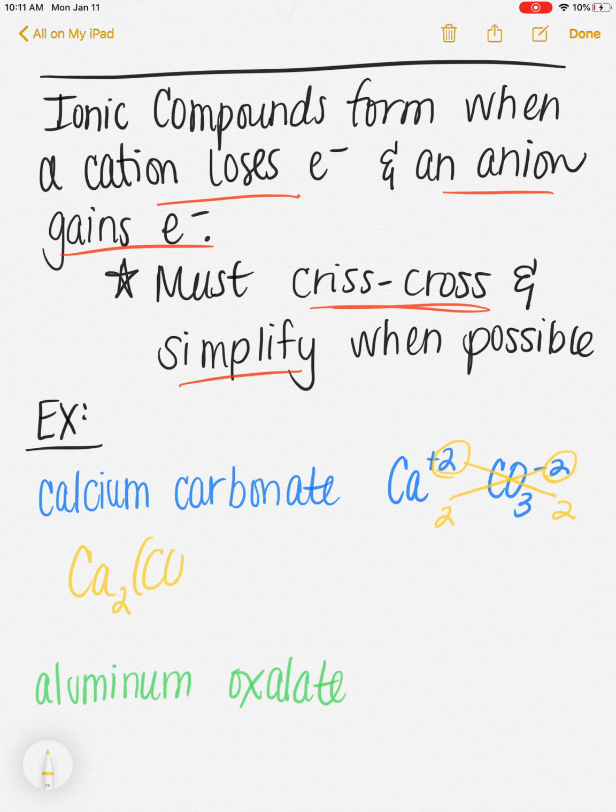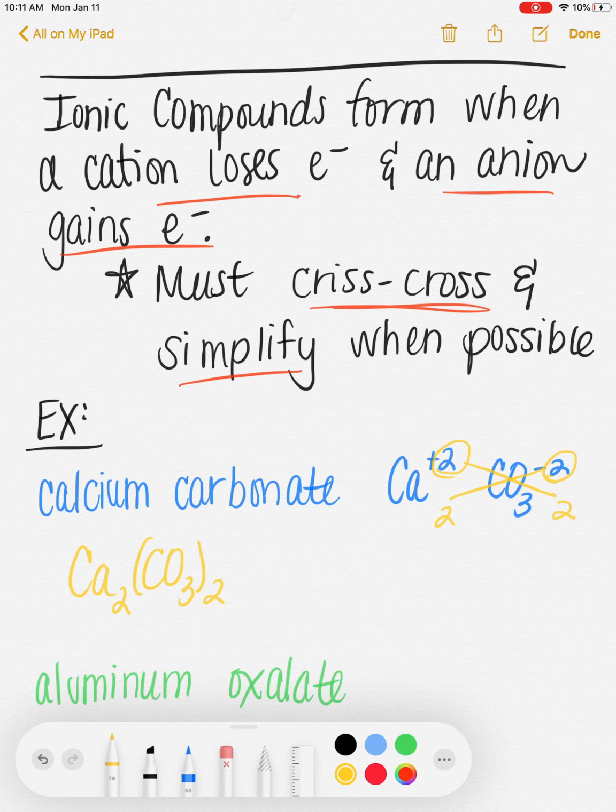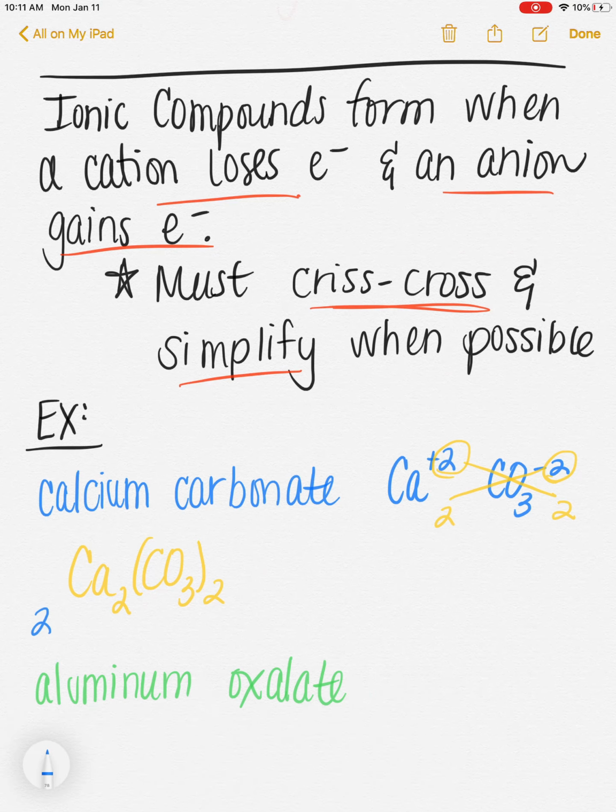We would have to put parentheses around the CO3 and put a 2 outside of it because we need 2 of that entire unit. Now, in math class, when you have the fraction 2/2, you don't leave it as 2/2, you reduce it to 1/1. Likewise, we can do that with this. So instead of having a 2-to-2 ratio, we can have 1 calcium with 1 carbonate.